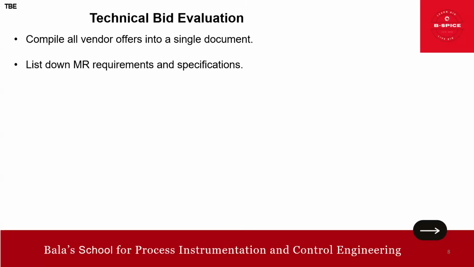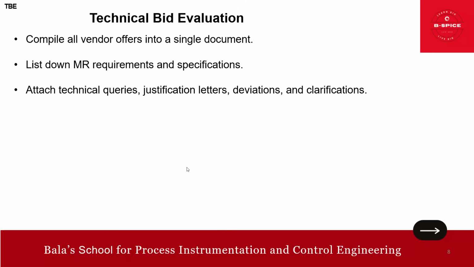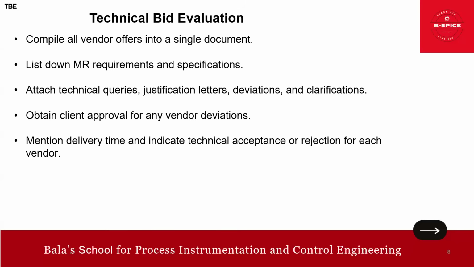In the technical bid evaluation, we compile all vendors in a single document and list down all the MR requirements and also the specification for your items. Attach technical queries, justification letters, deviations, and clarifications. Obtain client approval. Of course, if you are the client, you don't have to, but if you're an EPC, you have to get it approved. Also mention the delivery time, and indicate technical acceptance or rejection for each vendor.